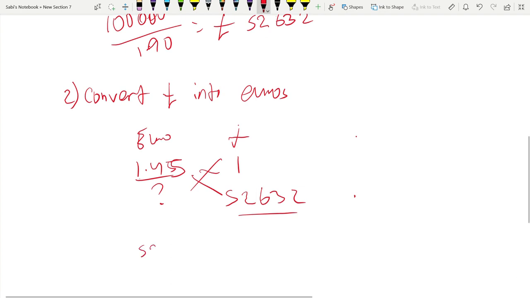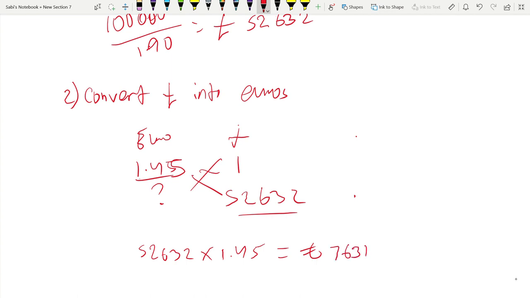So 52,632 multiplied by 1.45 is equal to how many euros? 76,316. Okay.